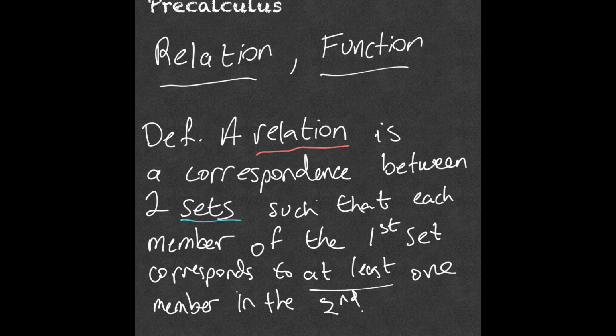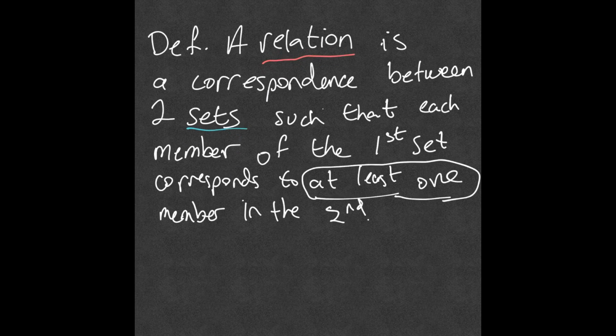So a relation is a correspondence between two sets, and in this context, numbers. So two sets of numbers, such that each member of the first set corresponds to at least one. Let me emphasize that, at least one member in the second. And that's super important because you have to recognize the language here, right? At least one. This little phrase we can change, and a lot of times this happens in math where we can change one slight part of the sentence and mean a completely different thing. And that's exactly how we're going to define function.